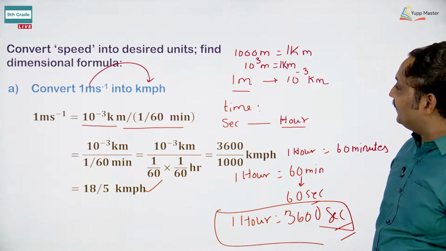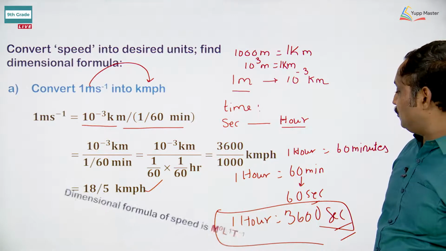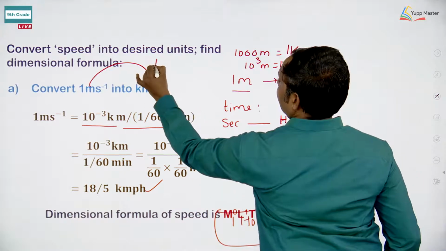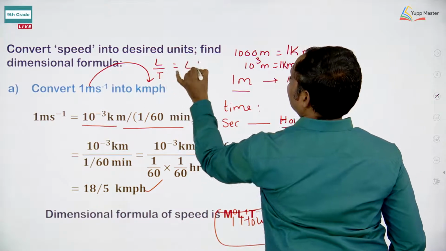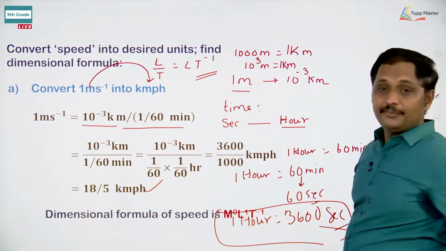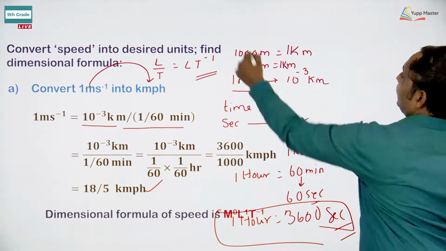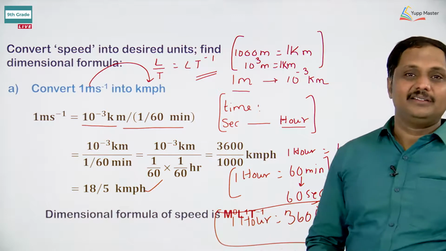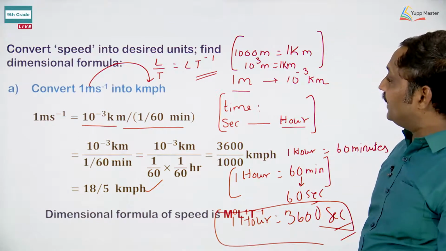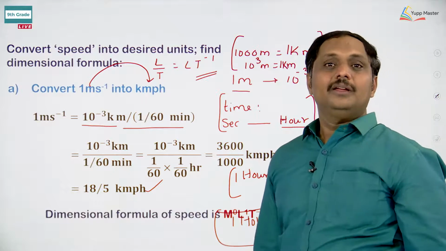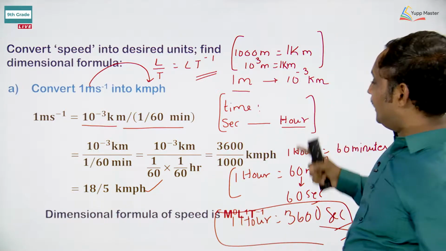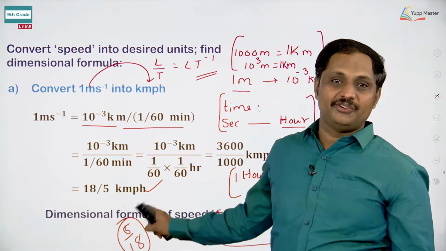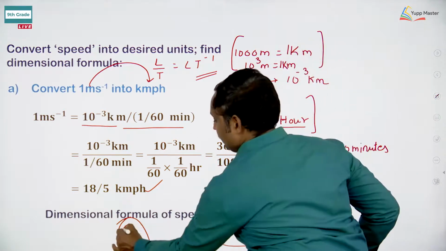Its dimensional formula is L by T, that is LT minus 1. Now you can easily find out that basically you have to know that relation. From these relations only you will get that conversion. Suppose kilometer per hour is to be represented in terms of meter per second, you have to multiply with 5 by 18. It is very clear.